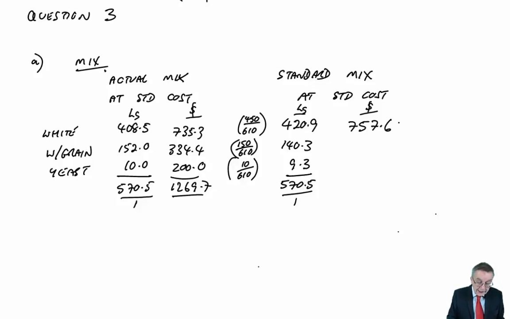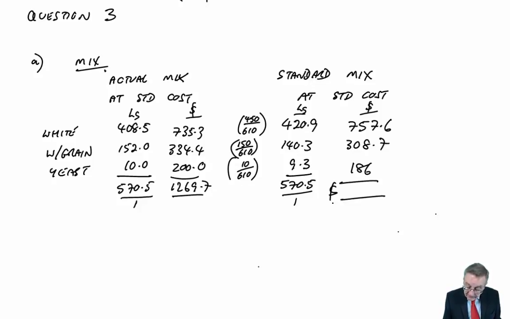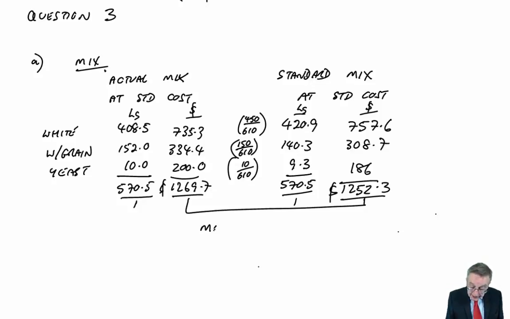Whole grain at 220, 140.3, and finally yeast 9.3 at 20, 186. So had we mixed it the right way, it would have come to 1252.3. The difference between the two is our mix variance. We should have spent 1252.3.